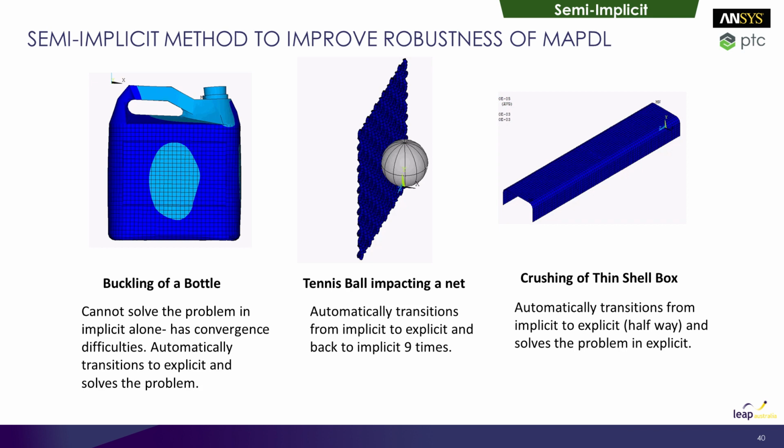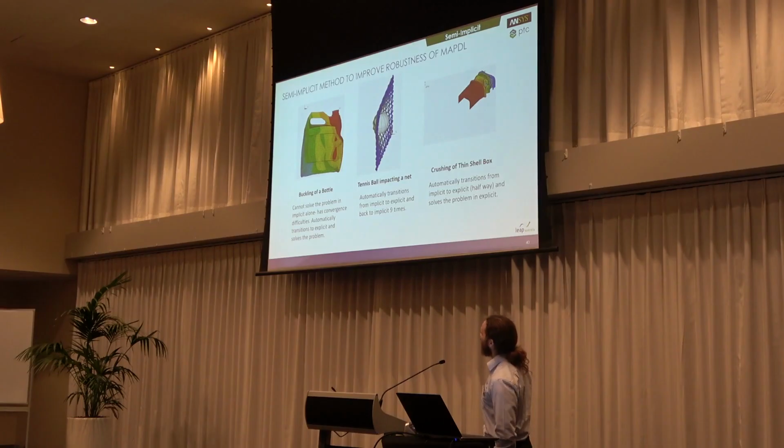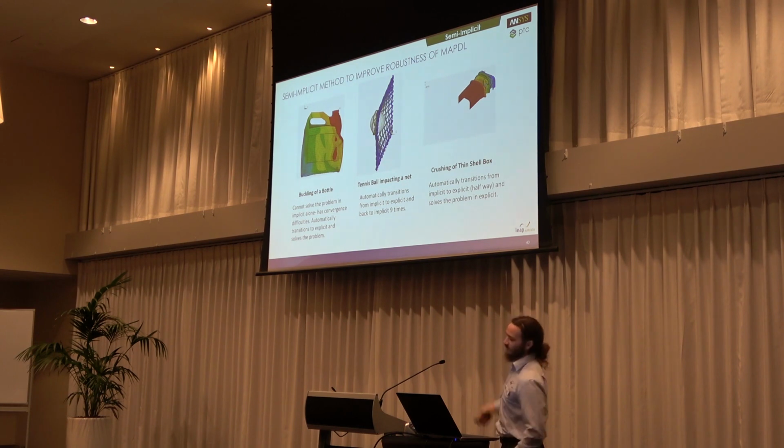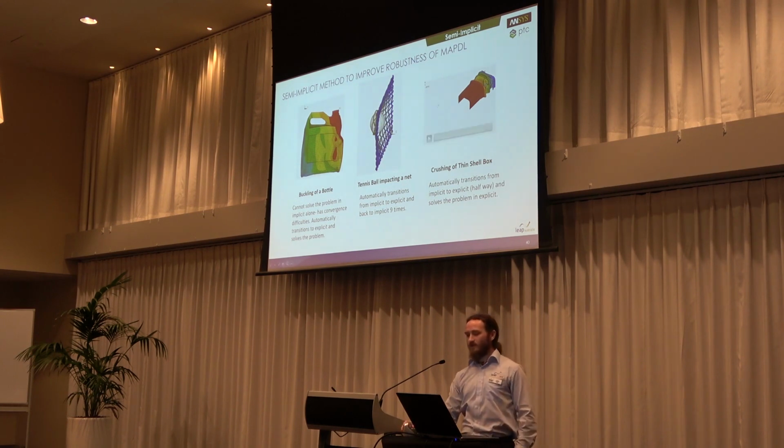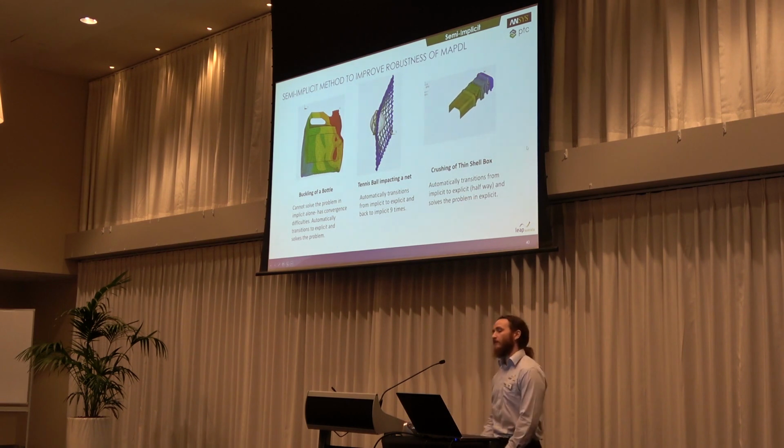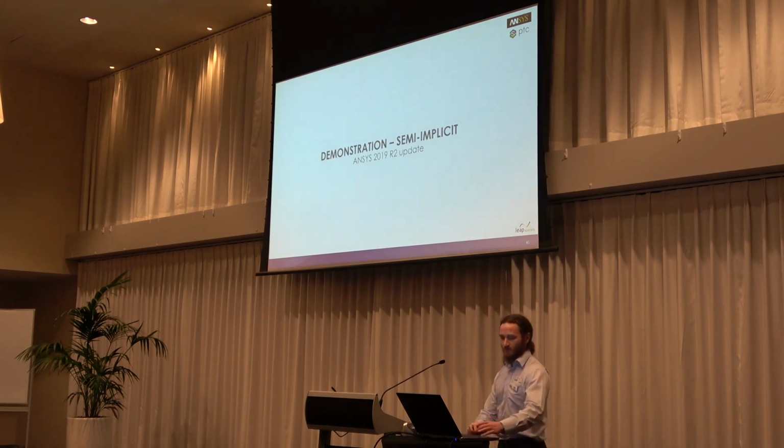So here's the crushing of a bottle. You can't solve that problem in implicit alone. It has convergence difficulties, so it automatically transitions to explicit and then solves the problem. This is a ball hitting a net, so this one switches back and forth between implicit and explicit as it hits problems in the solve. And then the good old crushing of a tube. So these are all extremely difficult to simulate with a purely implicit solver. So I'll give you a very quick demonstration.